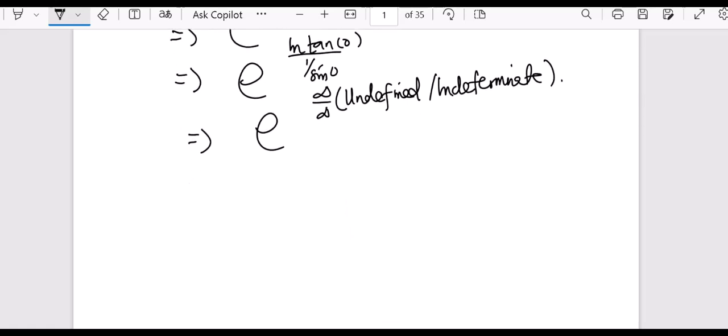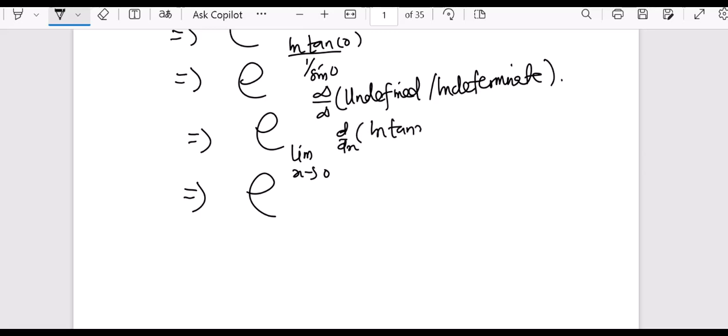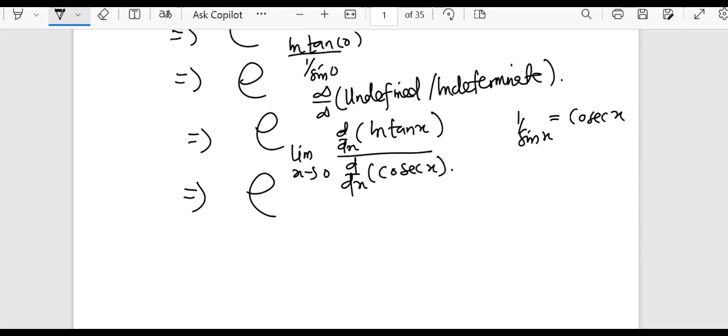So what do we do? We have to apply the L'Hopital's rule. By that, we are differentiating the top and bottom. So we have e power the limit as x goes to 0 of d dx of ln of tan x all over d dx of 1 over sine x. 1 over sine x is equal to cosec x, so I'm going to replace that here. So cosec x, like this.